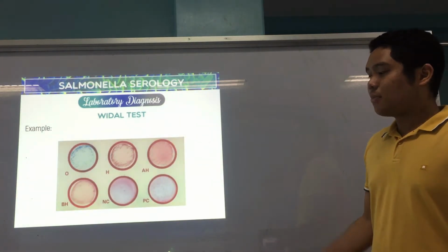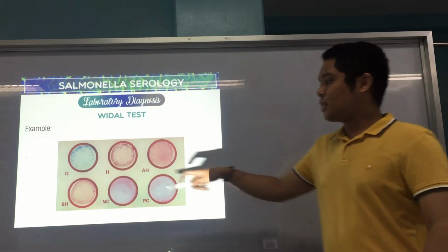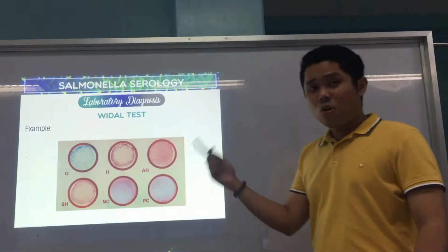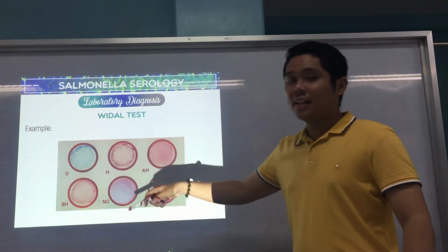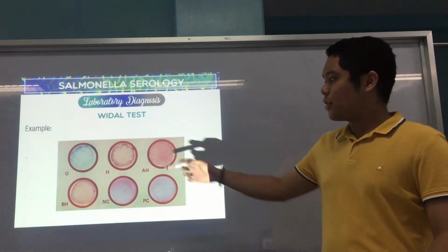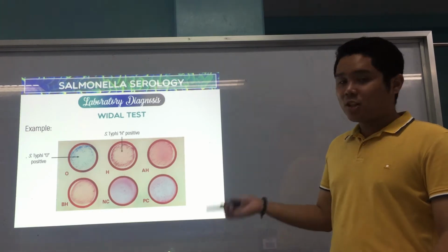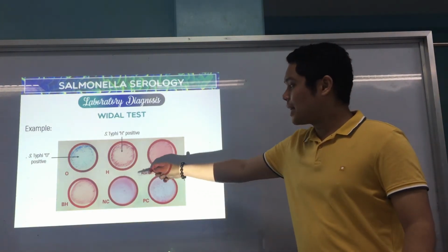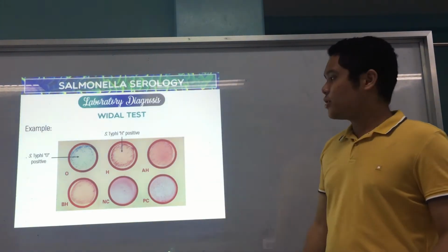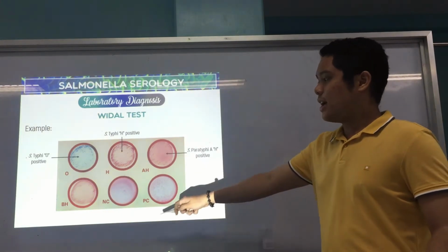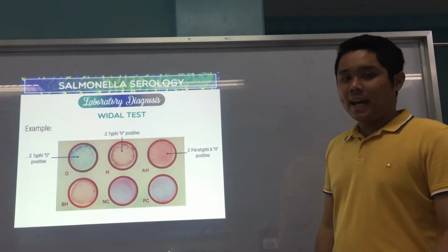Example here are the rings. This is O, meaning the O antigen, and H antigen for Salmonella Typhi. There is agglutination, so therefore it's S. Typhi O positive and S. Typhi H positive. For AH, meaning Paratyphi A, H antigen, it is positive in agglutination, and B, Paratyphi B, H antigen.